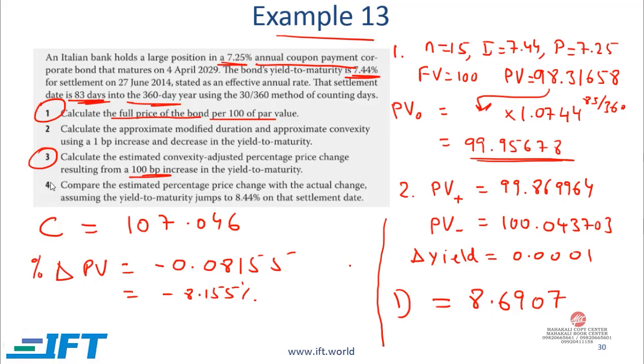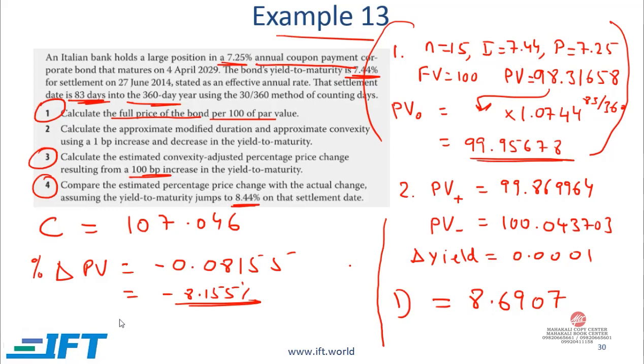And finally, compare the estimated percentage price change with the actual change, assuming the yield to maturity jumps to 8.44%. What we are saying in part 4 is that we want to compare this number, which we have calculated using the formula shown over here, with the actual change in price. For the actual change in price, we use this model, but instead of plugging in an interest rate of 7.44, we plug in an interest rate of 8.44.